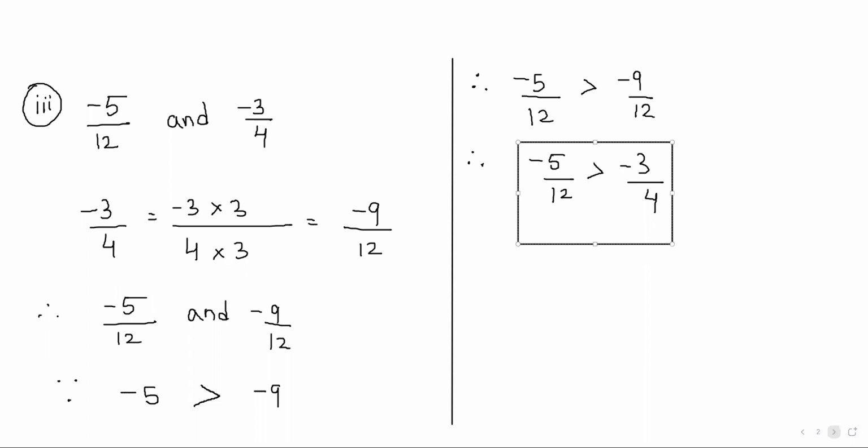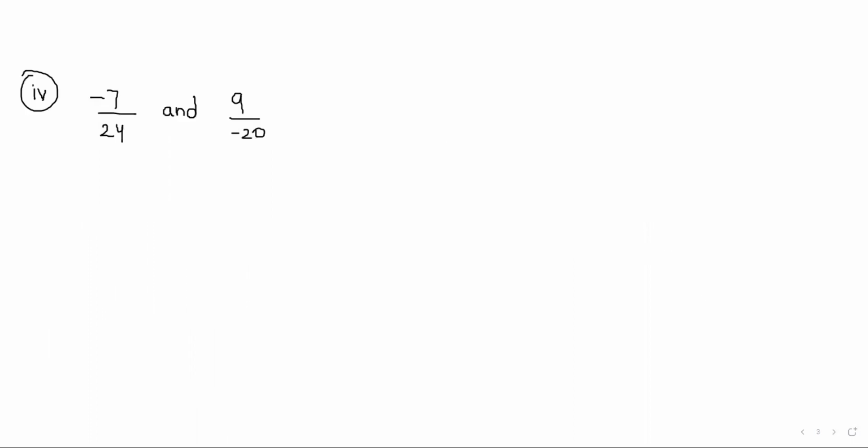We'll move on to the next sum, students. That is minus 7 by 24 and 9 by minus 20. Here we are going to take LCM. Why? Because if you multiply anything to the smaller number, that is minus 20, 20 multiplied by anything, we will not get 24. So here comes the LCM.